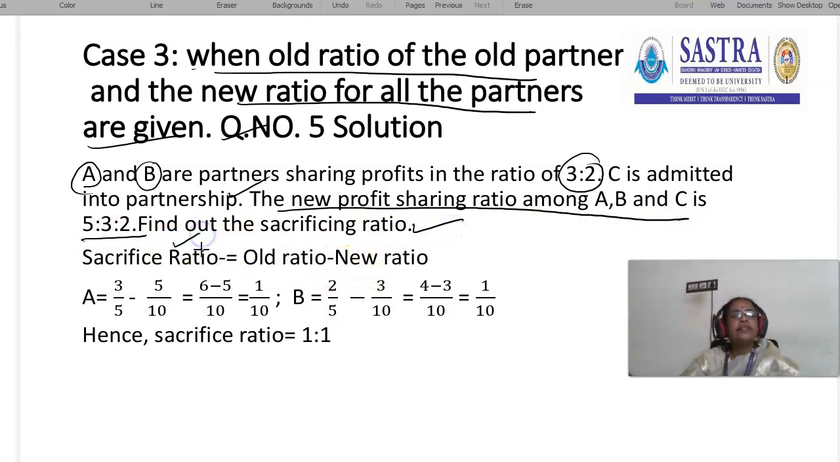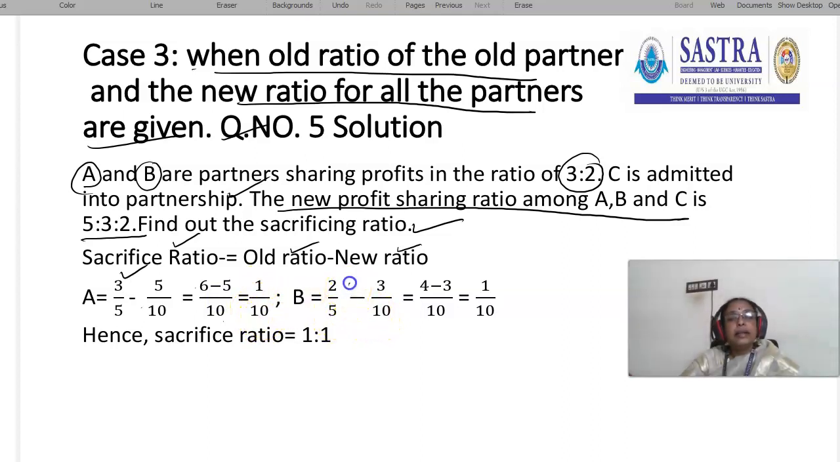The formula for sacrificing ratio is equal to old ratio minus new ratio. That is given in the problem. A's old ratio is 3 divided by 5. New ratio is 5 divided by 10. So LCM is 10. Then 2 into 3 is 6, minus 5 is equal to 1 by 10.